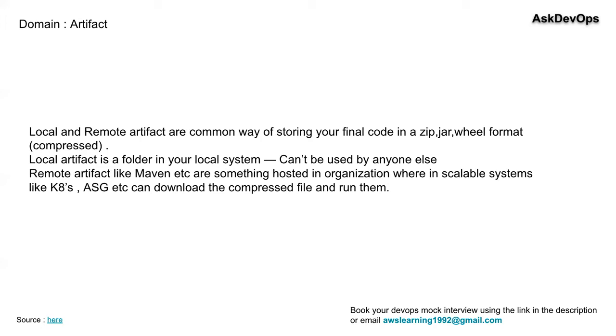Let us first understand what local and remote artifactory are. Local and remote artifactory are common ways of storing your final code in zip, jar, wheel formats, in general, compressed formats. A local artifact is a folder in your local system, and it can't be used by anyone else. So if you zip your Java code, if you make a jar file in your local system, then it's in your local system. You cannot share it with everyone else. Whereas a remote artifact, which is like Maven, etc., is hosted in your organization, where you can upload your artifact with a release number. And from there, any number of people can download this artifact and run it. This is the same concept that is used in every organization to scale their application.